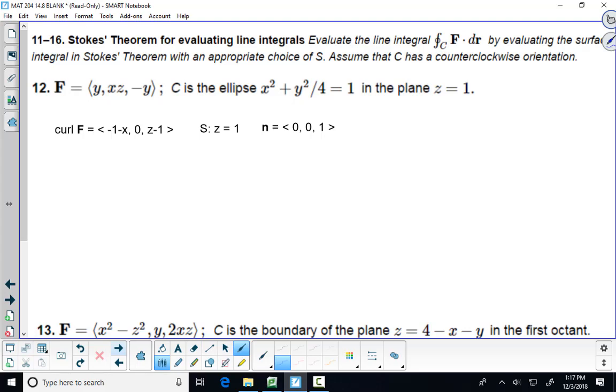Here is our surface, z equals 1. The normal is going to be 0, 0, 1. Several ways that you can get to that normal. One is the simple way: 0x plus 0y plus 1z, pull off the coefficients, 0, 0, 1. Or you could parameterize that surface, and you'd get the same thing, 0, 0, 1.